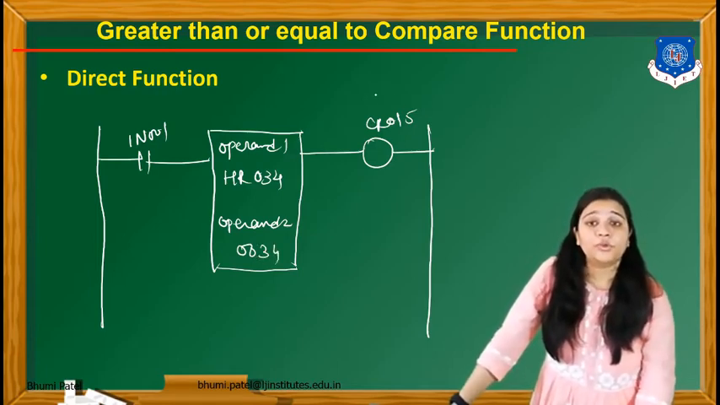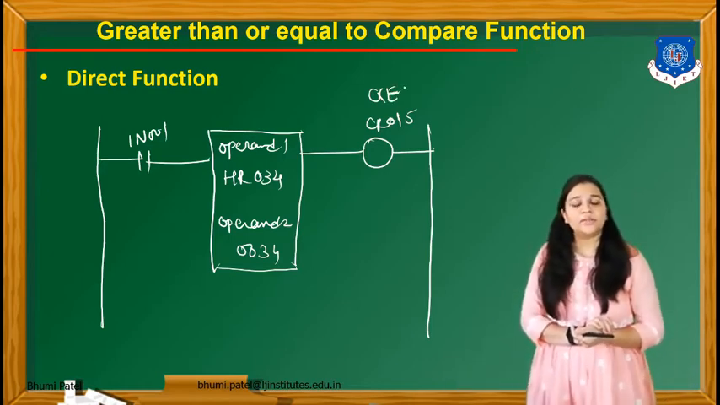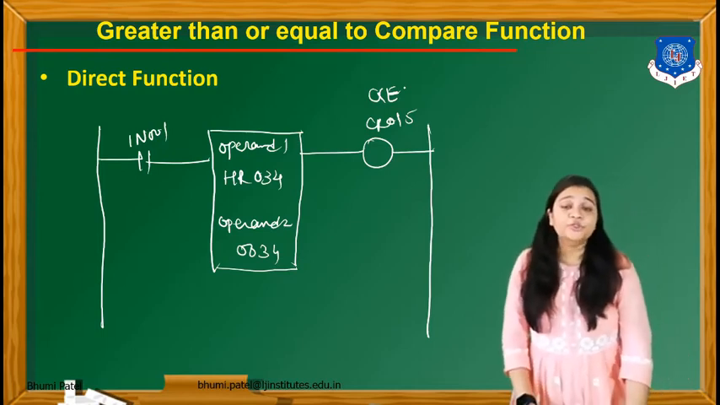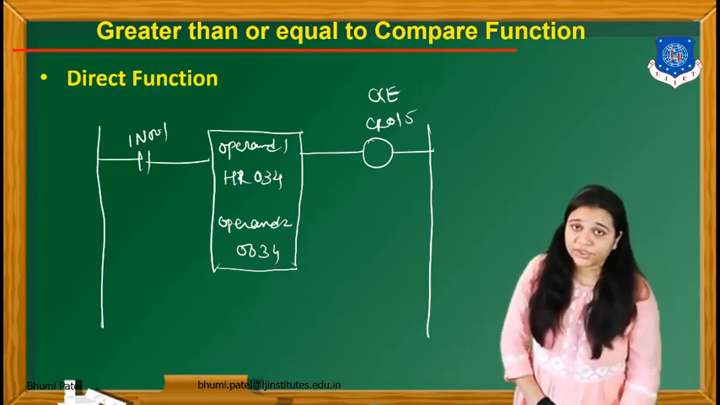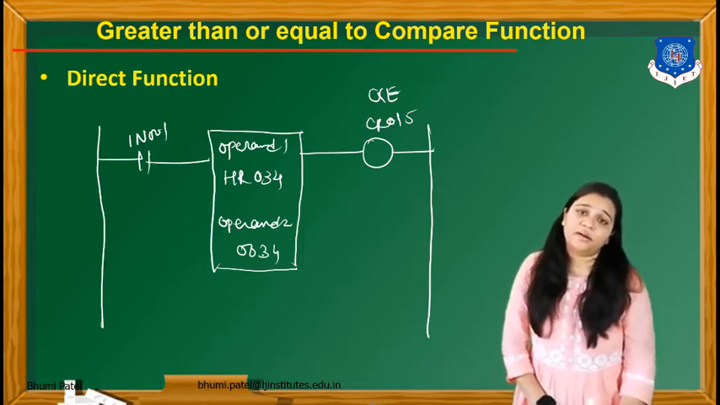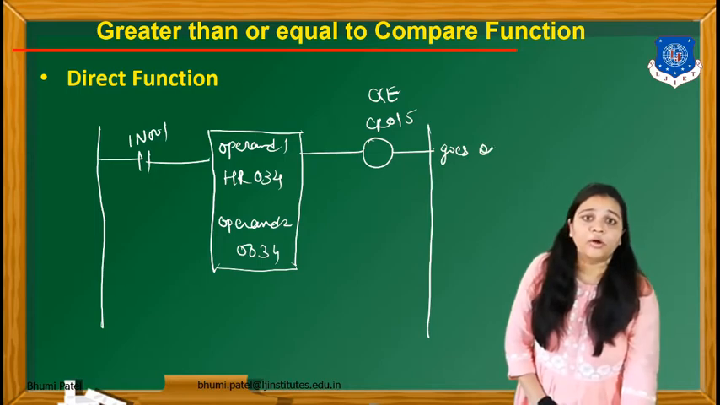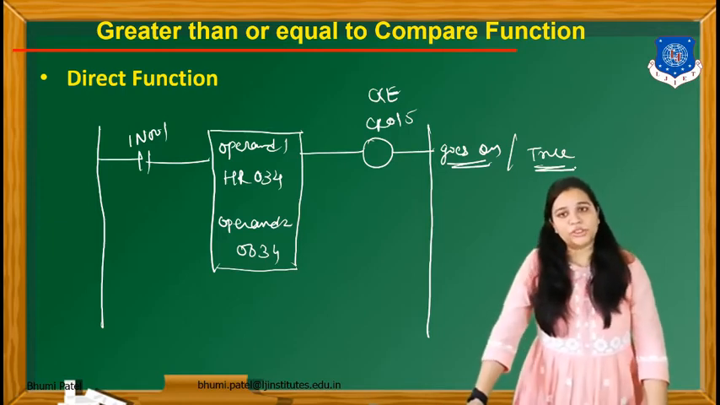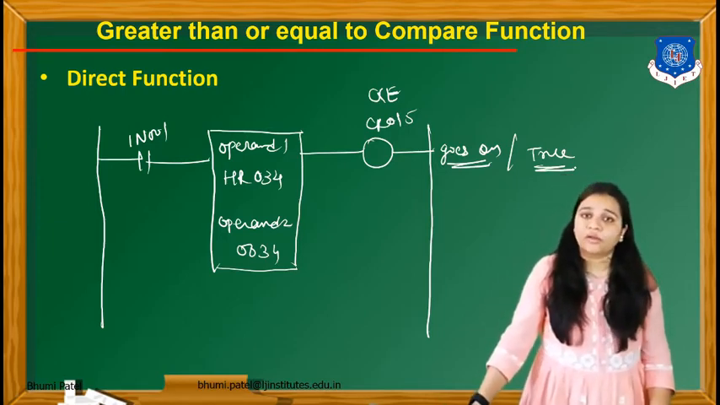Okay, and we have to use the command for greater than or equal to, and the command for greater than or equal to is GE. So we have to write GE here. If the first number is greater than or equal to the second number, at that time my output goes on, the output will become true. Otherwise, my output goes off. So this is the direct function of greater than or equal to.